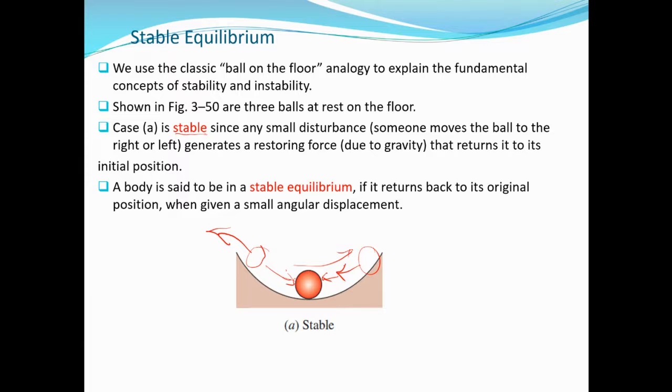So the stability has limit. It is within certain limit, that is, you don't push it off this edge. So this is a stable condition. And a body is said to be in stable equilibrium if it returns back to its original position when given a small angular displacement. Pushing it, you are giving an angular displacement because the particles in the body are undergoing angular displacement.